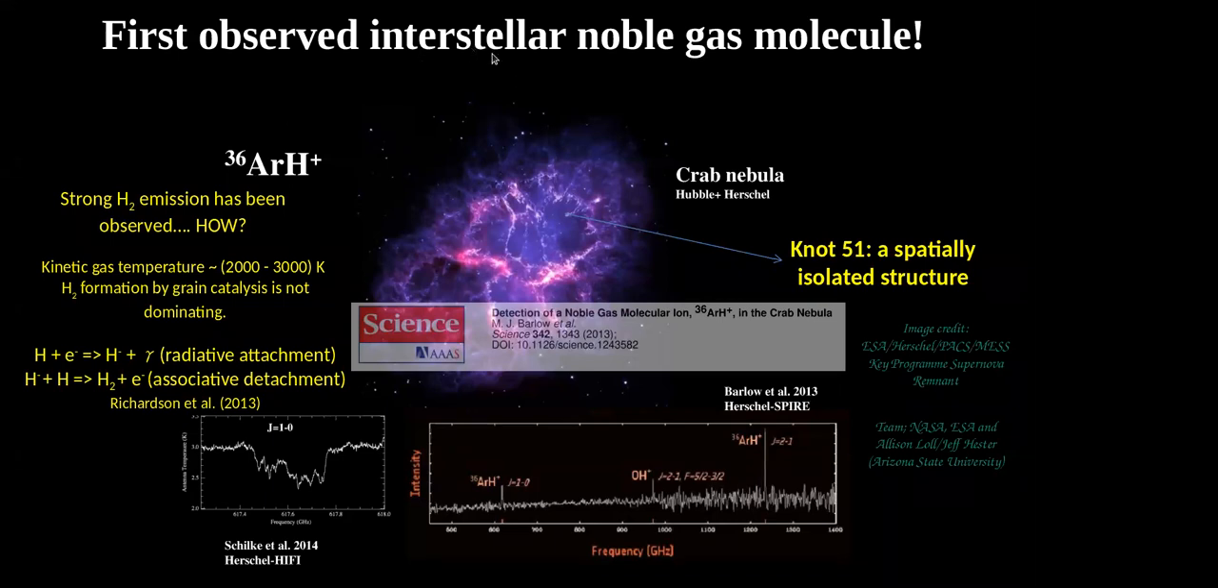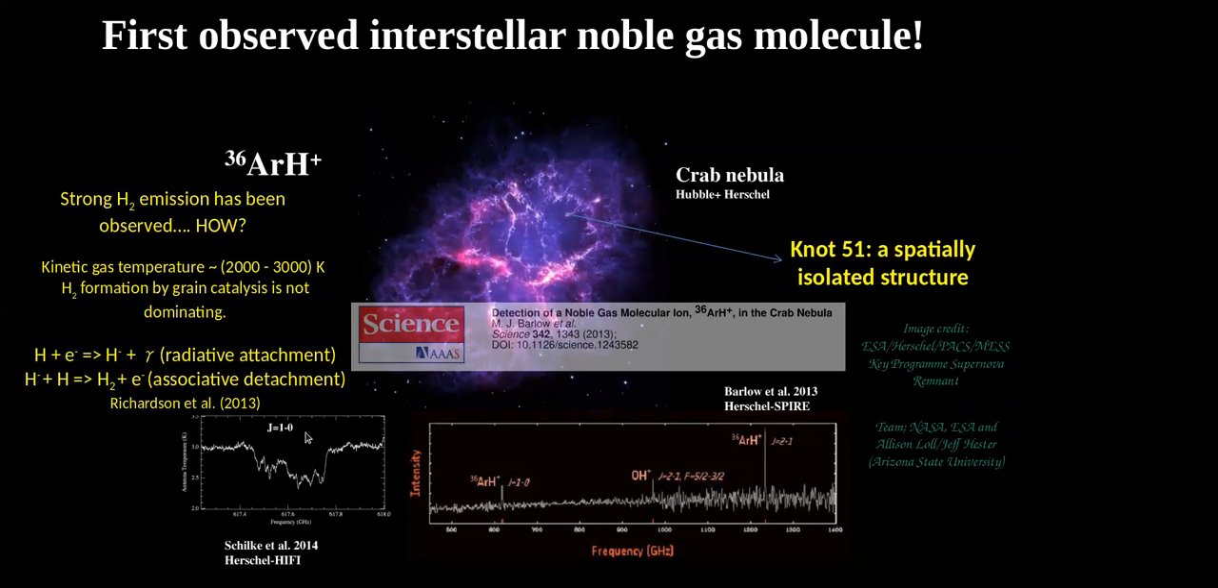The first observed interstellar noble gas molecule is ArH+, 36ArH+, observed by Barlow and others in 2013 towards the Crab Nebula via the Herschel SPIRE instrument, in the rotational transitions J=2-1 and J=1-0, along with prominent transitions of OH+. After that, Schilke and others in 2014 observed the rotational ground state J=1-0 of 36ArH+ towards several continuum sources like Sagittarius B2, W51, W31, W49, etc.